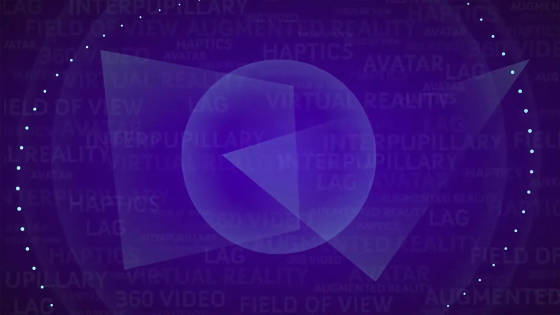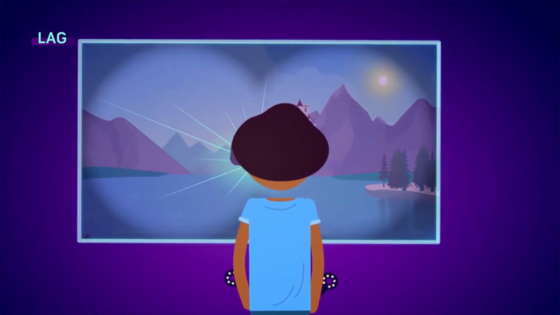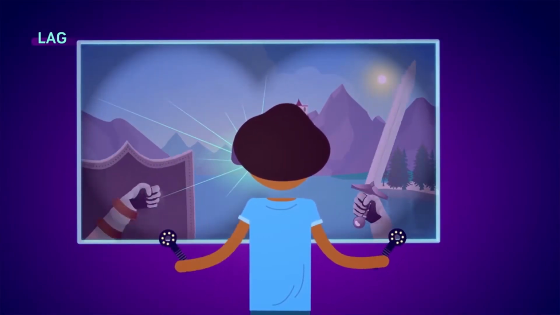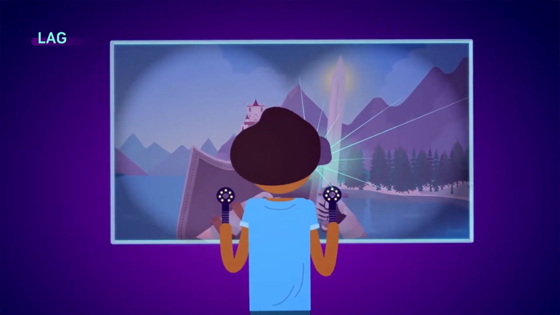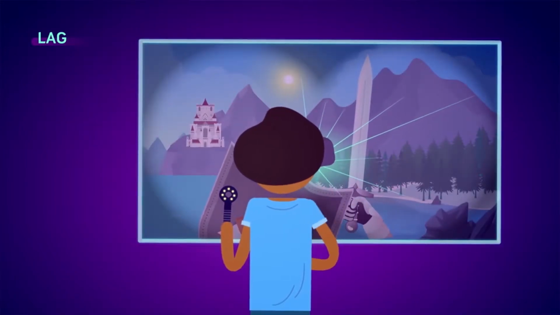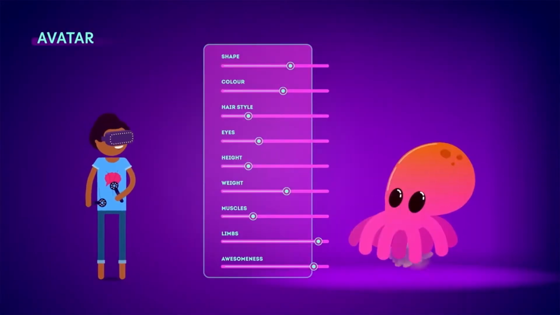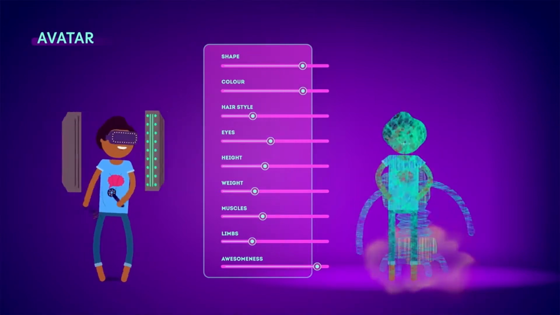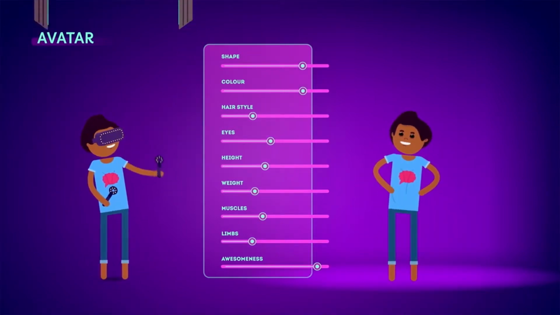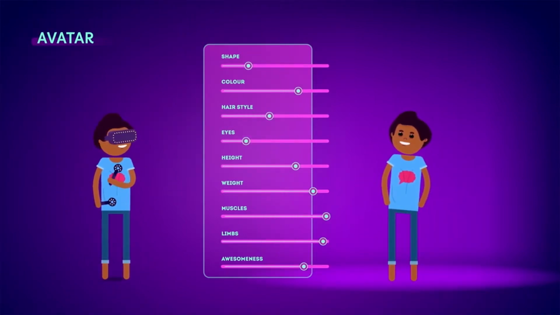Lag. Lag can happen if the refresh rate of the HMD screen is too low or latency is too high. If your eyes don't see what your brain thinks it should, this can cause nausea. An avatar. An avatar is the digital version of yourself for virtual spaces. They can be simple or even involve 3D scanning to be super lifelike.